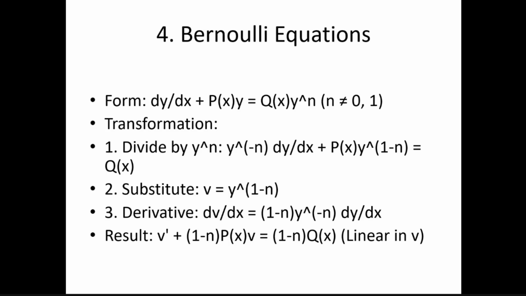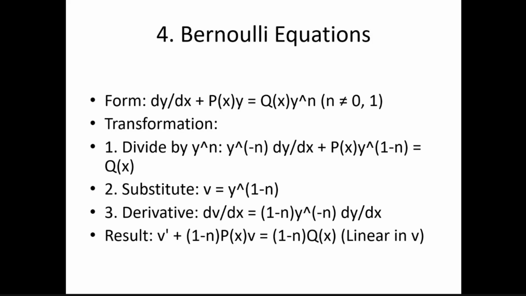Fourth is the Bernoulli equation: dy/dx + p(x)y = q(x)y^n. The left side is the linear equation, and the right-hand side is q(x) times y to the power n. n cannot be 0 or 1. If n is 0, then it is a linear equation. If n is 1, then it can be solved by separation of variables.